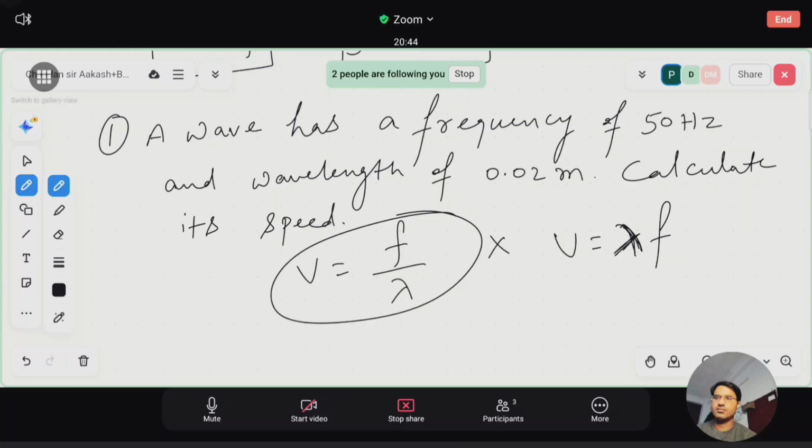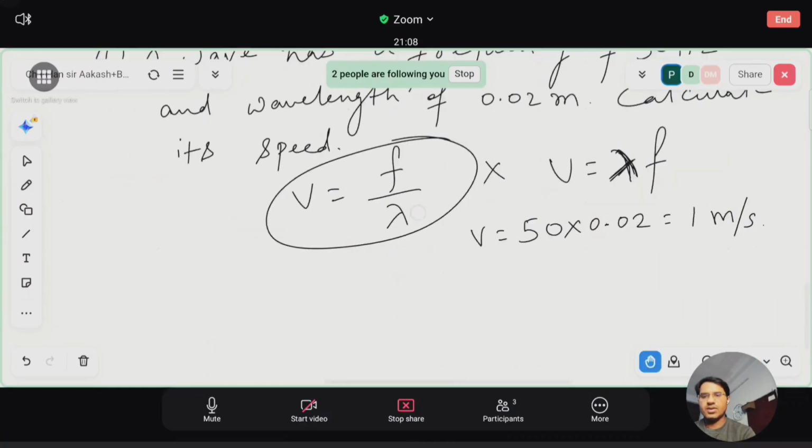I don't have a calculator. It should be 1 though. Deepika, you have done also? Yeah, I got 1. Deepak has got 1 as the answer. How much did you get? 1 meter per second. Understood?